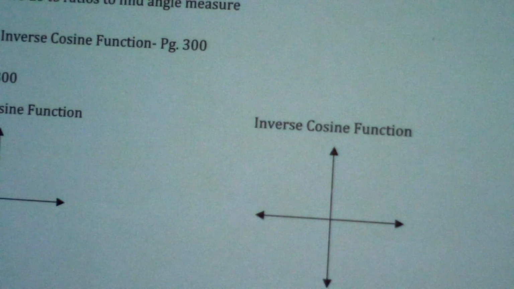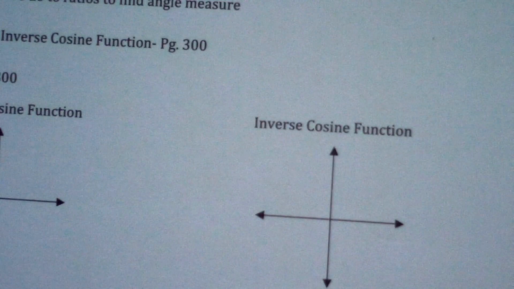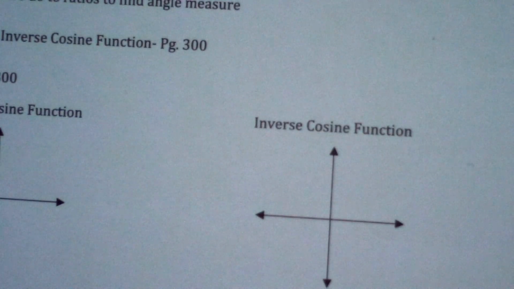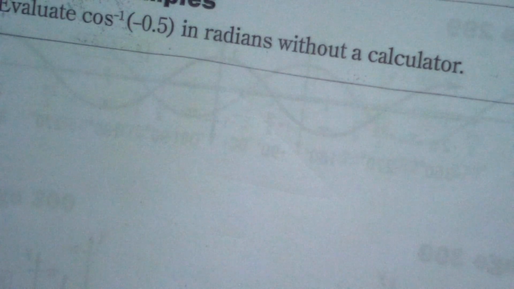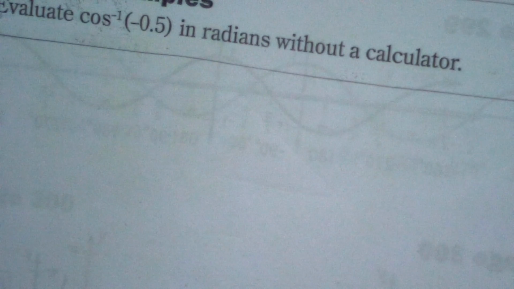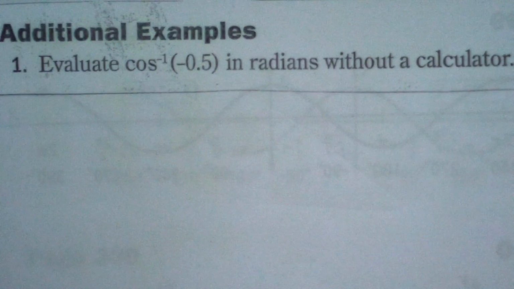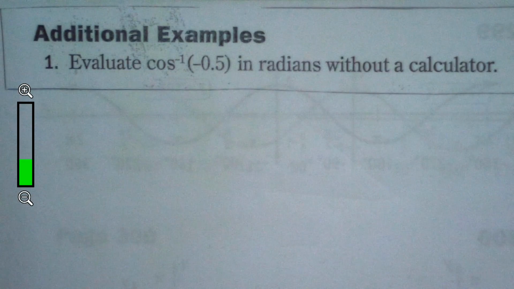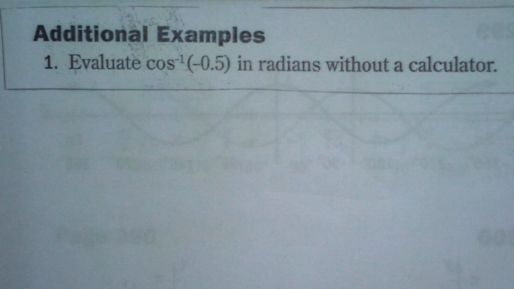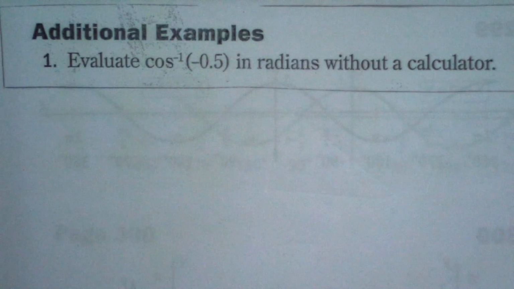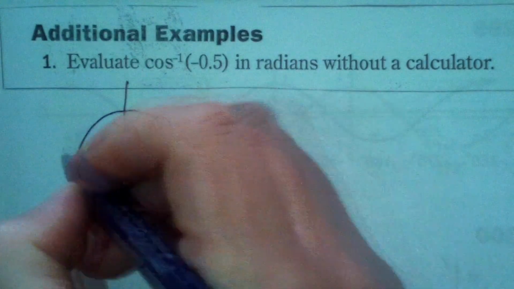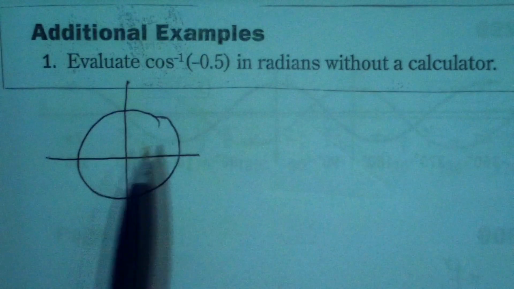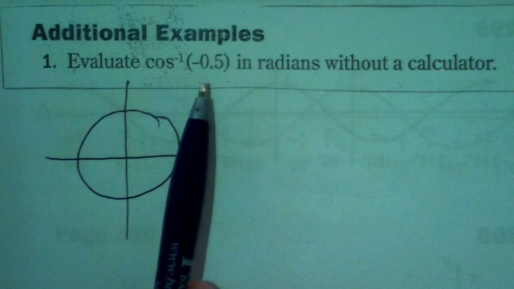Okay, so the first one here wants us to evaluate the inverse of cosine of -0.5 in radians, and it doesn't want us to use a calculator. So if they don't want us to use a calculator, we probably want to think along the lines of a unit circle. Cosine stands for our x values, right? So wouldn't that be us going over -0.5 spaces to the left, and then turning that into a little triangle there?